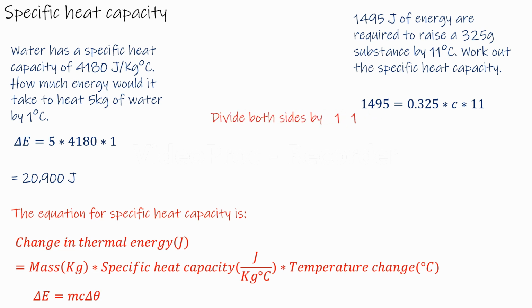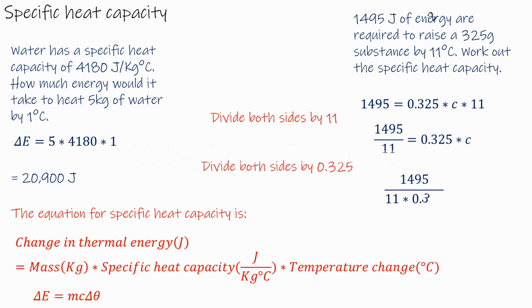Now, rearranging this, we first need to divide both sides by 11, as the side where the C is on is timesing by 11. Therefore, to get rid of it, we have to divide by 11, and whichever we do to one side, we must do to the other to keep it a fair equation. Therefore, we're going to end up with 1,495 over 11 equals 0.325 times C, and then simply from here we're going to divide both sides by 0.325.